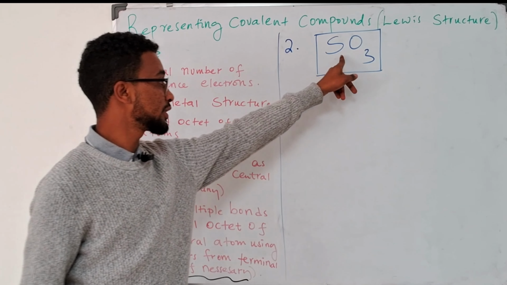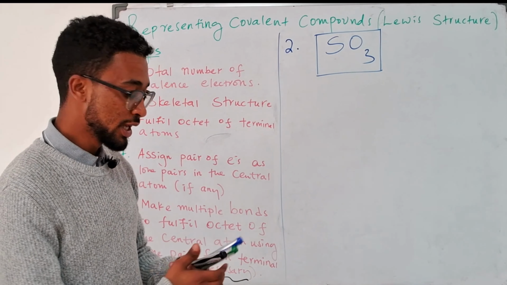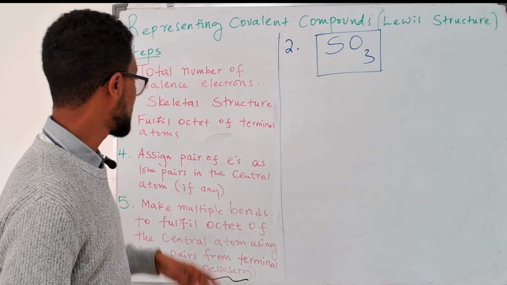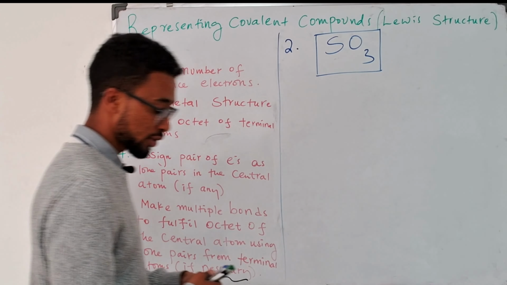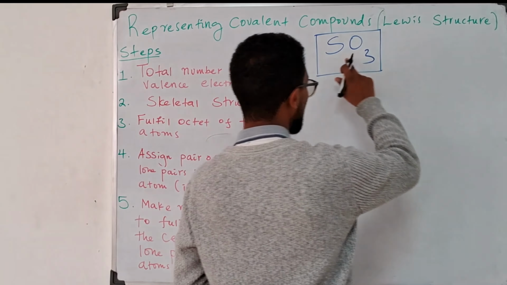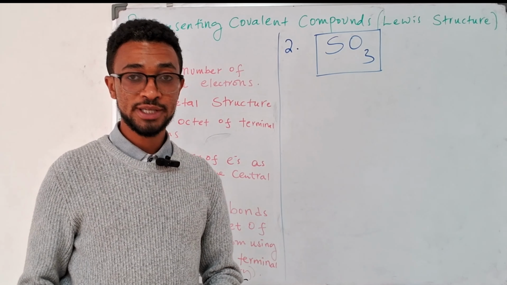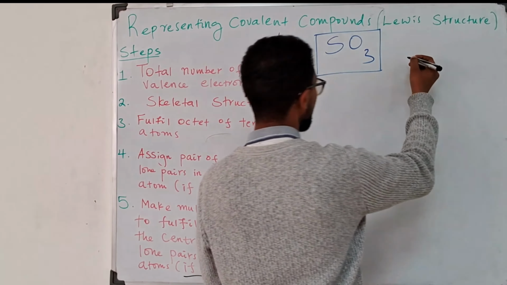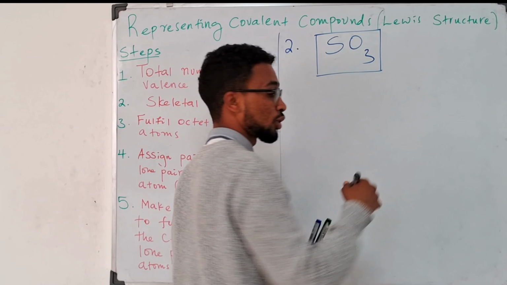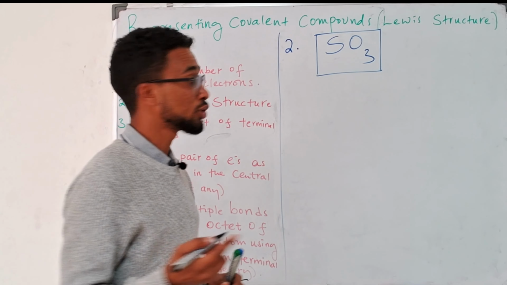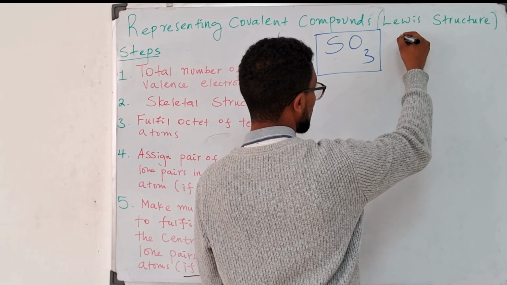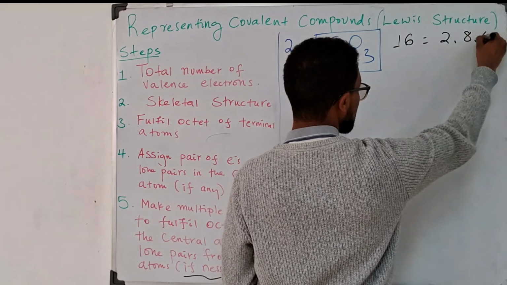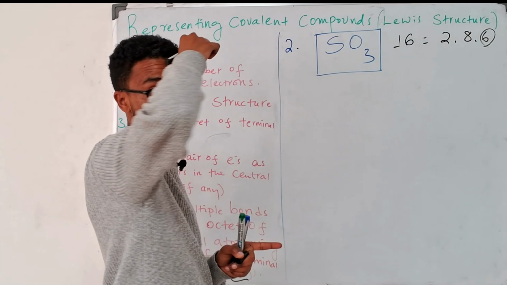This is sulfur trioxide, SO3. Here we have 1 sulfur atom and 3 oxygen atoms. The first step is to determine the total number of valence electrons. Sulfur and oxygen are in the same group, which is group 6, so they have 6 electrons in their last shell. If you forgot this and you remember the atomic number of sulfur, you can do the electron configuration. Its electron configuration is 2, 8, 6, so we have 6 electrons in the last shell.